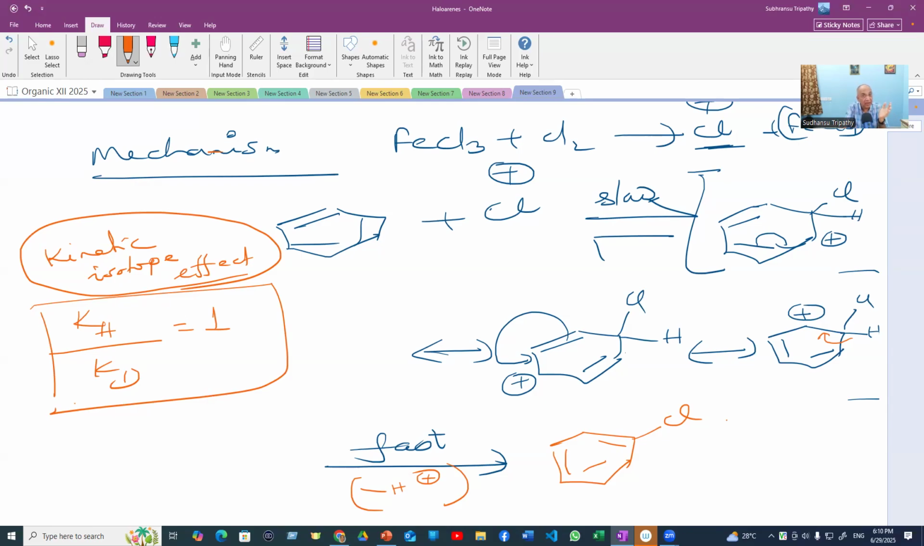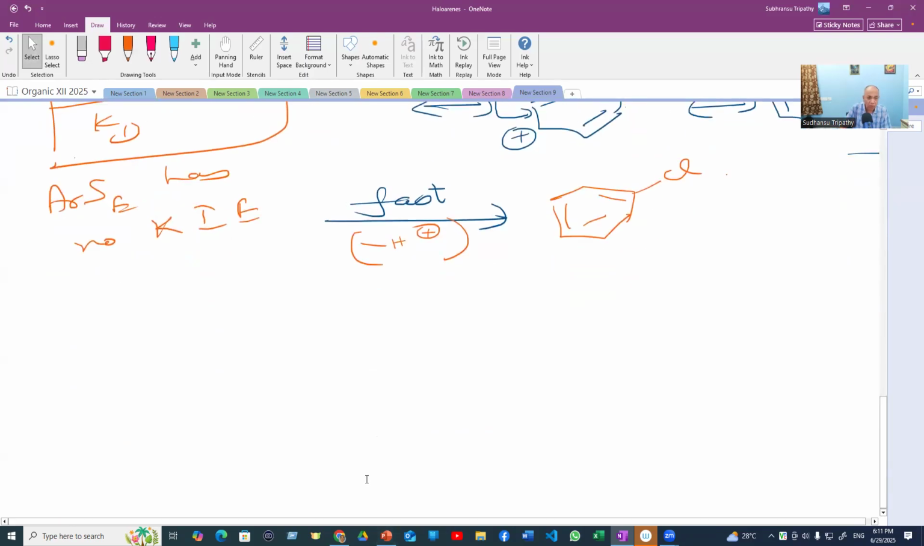So in the mechanistic rate law, both first and second steps come in, and since in the second step a C-H bond is weaker than a C-D bond, the deuterated benzene reacts 2 times slower. Otherwise, there is no kinetic isotope effect. ArAC has usually no kinetic isotope effect. I'm writing this KIE. Now we'll be doing a little bit more on ArAC.